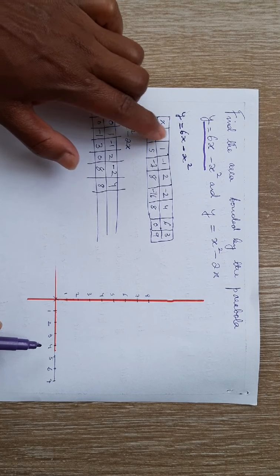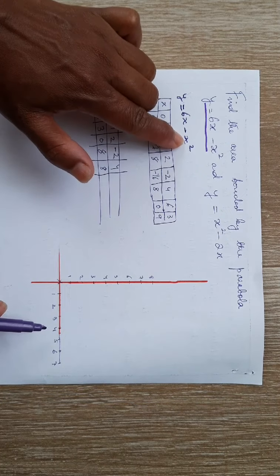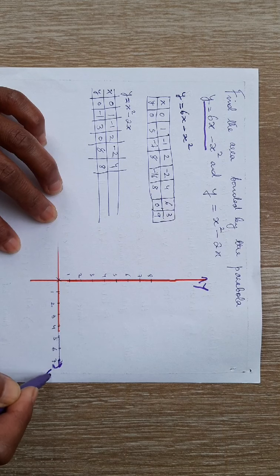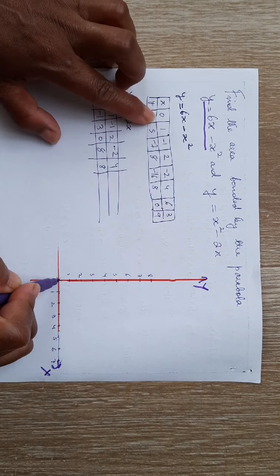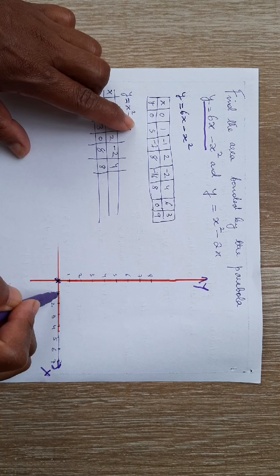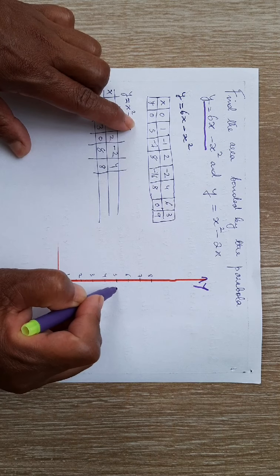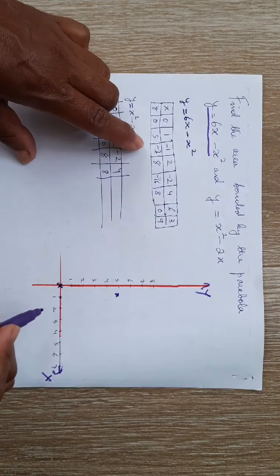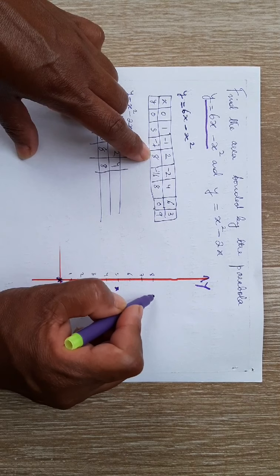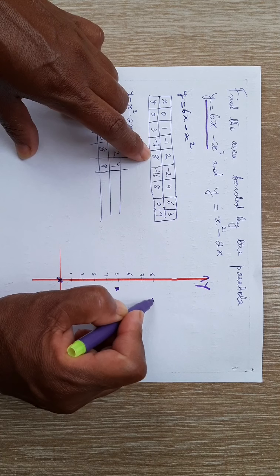First, to draw the graph of this one, y is equal to 6x minus x square, in the xy plane. So this is the y-axis, this is the x-axis. Now let us plot these points. When x is 0, y is 0, so it will be this point. When x is equal to 1, y is equal to 5, so it will be somewhere here. When x is equal to 2, then y is equal to 8. So this is that point.